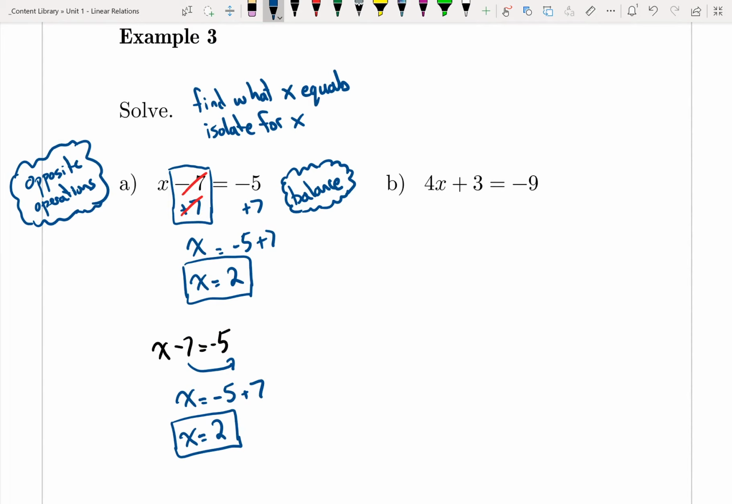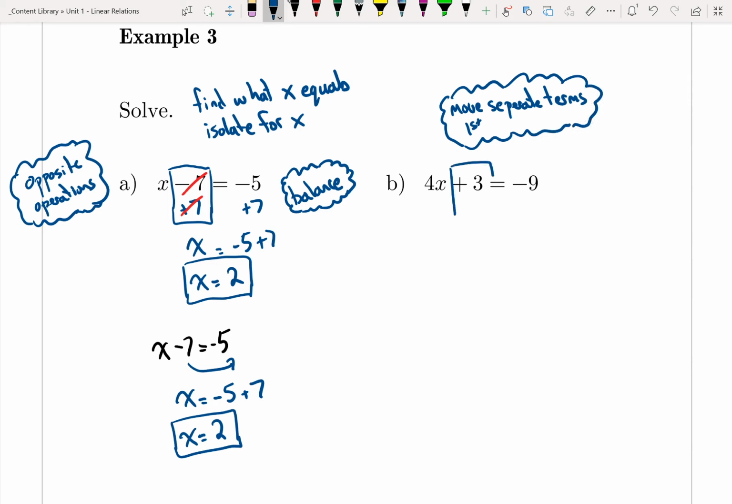If I look at example B, it is similar. There's one added step. B is 4x plus 3 equals negative 9. I have two things to move. I want to move the separate term first. So in this case, I need to get rid of this plus 3, so I'm going to draw a box around it. To cancel out plus 3, I have to minus 3.